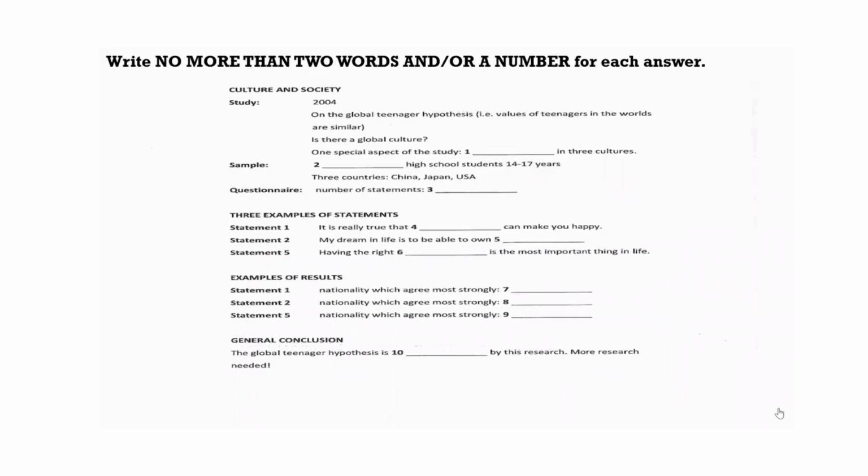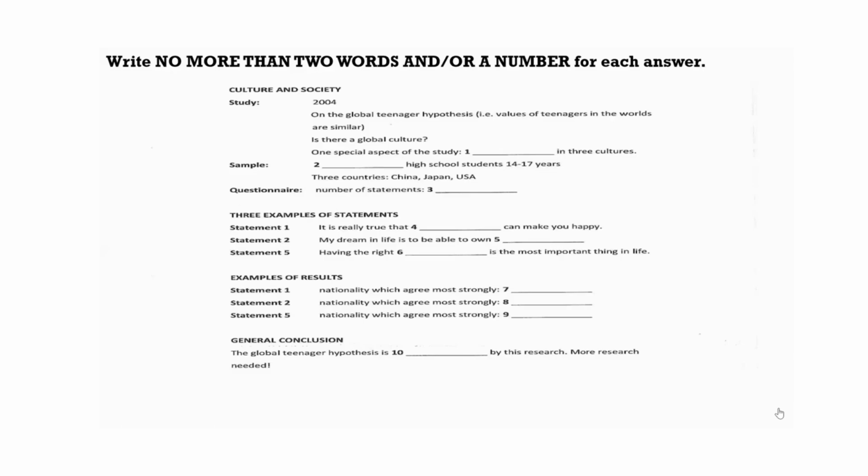Having referred briefly to the general definition of culture, I want to move on to an example of cultural research in action, a real example of what researchers into culture are doing. This is a study done in 2004 into the global teenager hypothesis. Now, the global teenager hypothesis states that the values and attitudes of teenagers all over the world have become very similar, that teenagers are part of a global culture, rather than a national or a regional one.